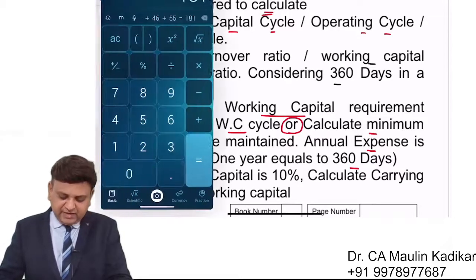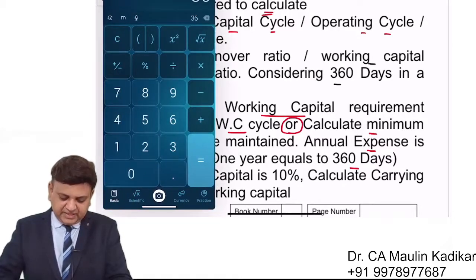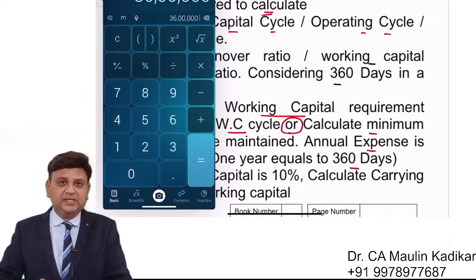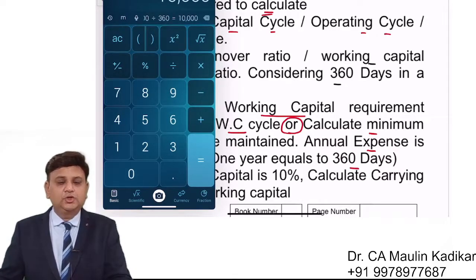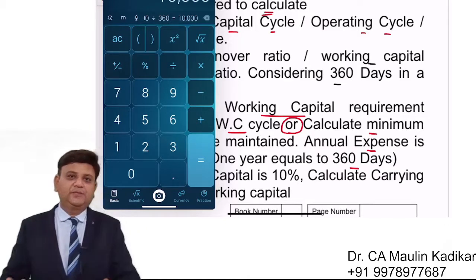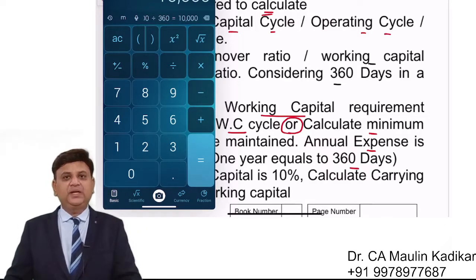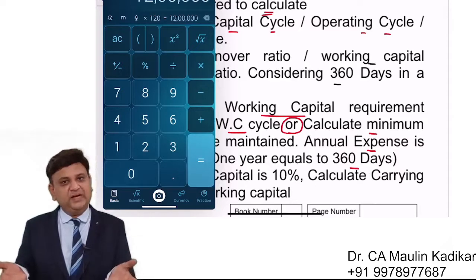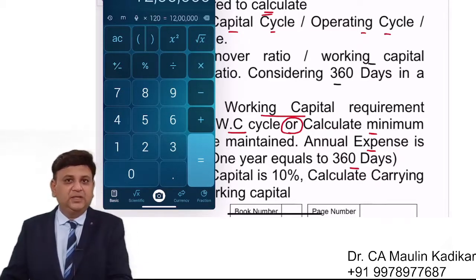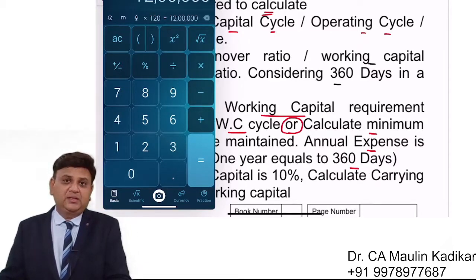So friends, again we have a simple assumption that the yearly expense is 36 lakhs. There are 360 days in a year. So daily expense is 10,000 rupees. We have to make arrangement of the working capital for the first 120 days. So 10,000 into 120, answer would be 12 lakhs. Yes, it is as simple as that.